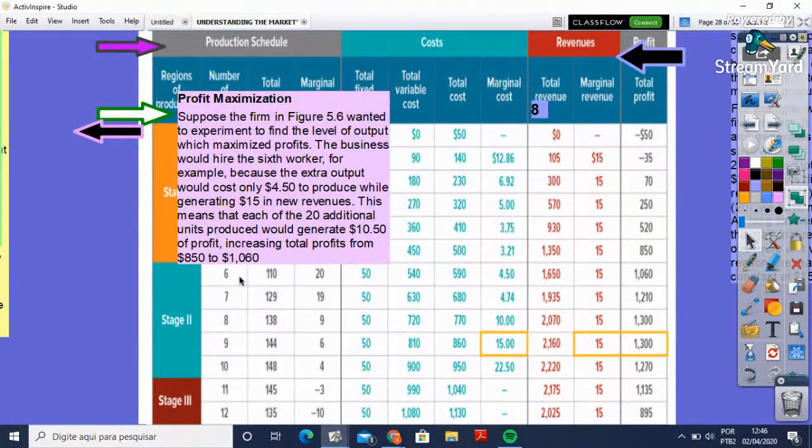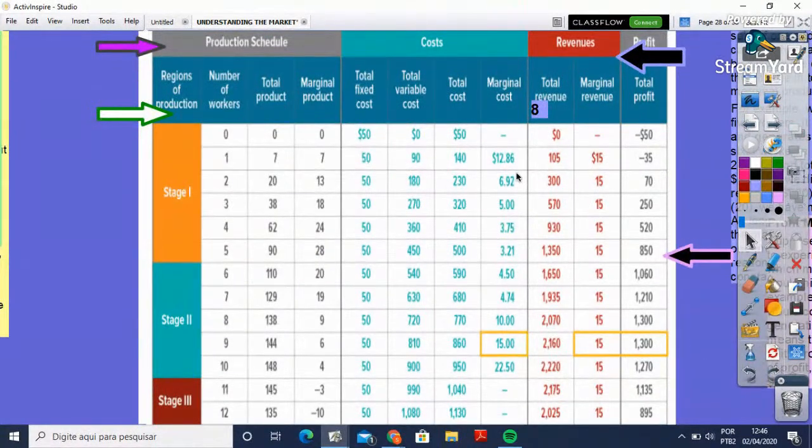Number 6. Because the extra output would only be $4.50 to produce while generating $15 in new revenues. This means that each of the 20 additional units produced would get $10.50 of profit, increasing total profits from $8.50 to $1,006. This is for you to understand a little bit how a company works in order to decide how many people to employ and what is the best number of employees to profit.